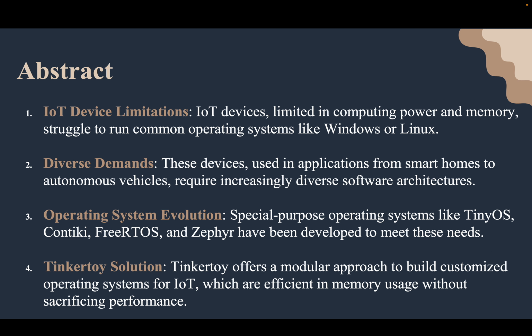1. IoT device limitations. IoT devices are limited in structure to run common operating systems like Windows or Linux. 2. Diverse demands. These devices, used in applications from smart homes to autonomous vehicles, require increasingly diverse software architectures.